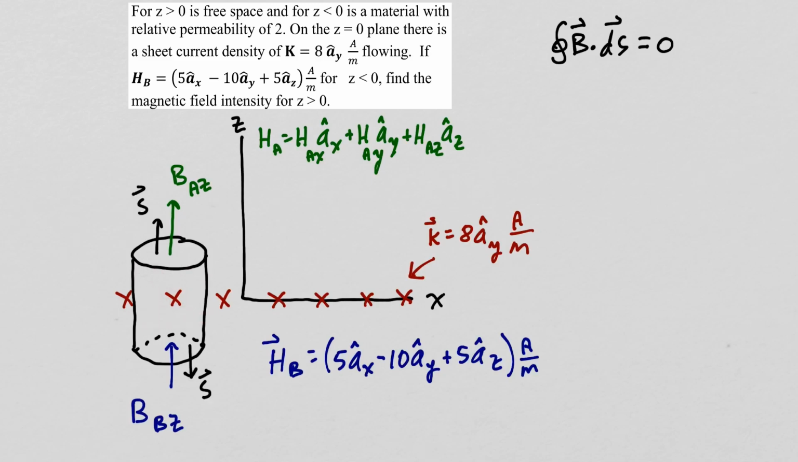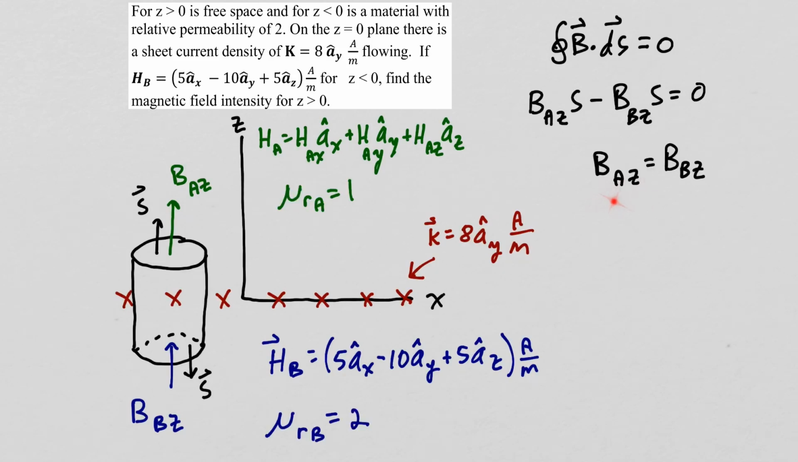S is the area of the top and bottom surface, and the top surface points in the z direction, the bottom surface points in the minus z direction. The integral of B dot ds over the top surface will be B sub az times S, and over the bottom surface it will be minus B sub bz times S. The minus sign comes about from the dot product between B and S, which are pointing in opposite directions. So B sub az is equal to B sub bz.